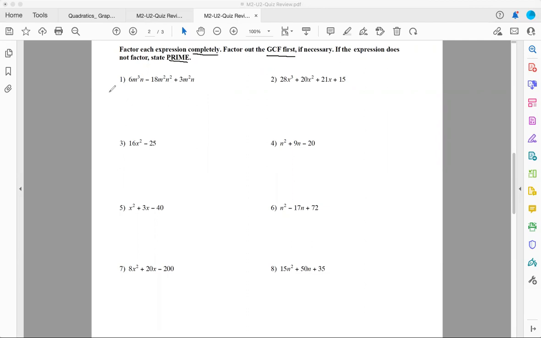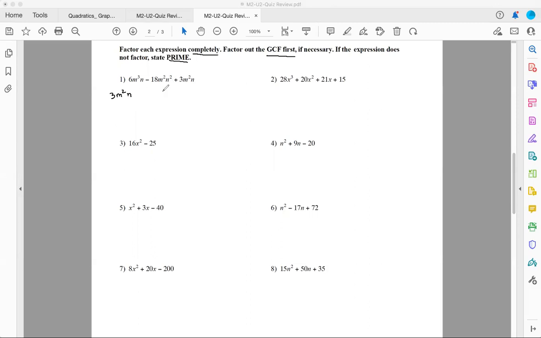With number 1, I see a greatest common factor. I see factors at least. I see a 6, an 18, and a 3, and I can see that 3 goes into all of them. And then I see m cubed, m squared, and m squared. And I can take in common an m squared. Similarly, for n's, I have n squared and n, so n is in common.